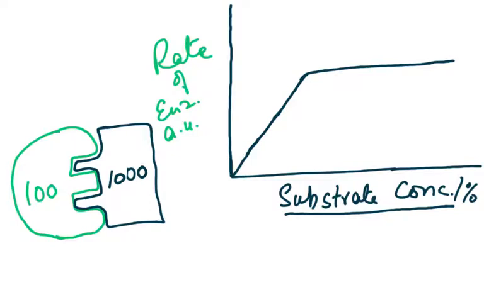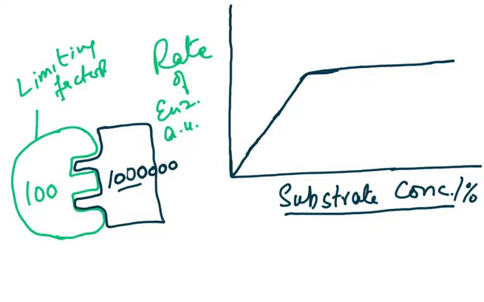The rate becomes constant because now the enzyme has become the limiting factor. The enzyme has become the limiting factor because now only 100 active sites are available. But even though we are increasing the substrate concentration, we might increase it even further, the rate becomes constant.